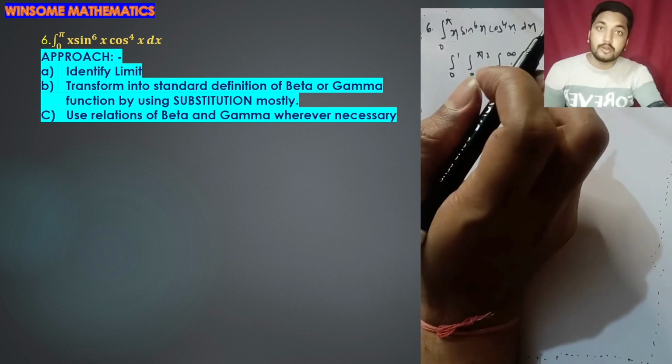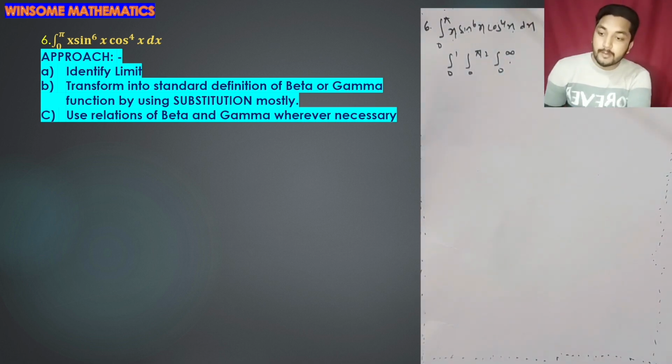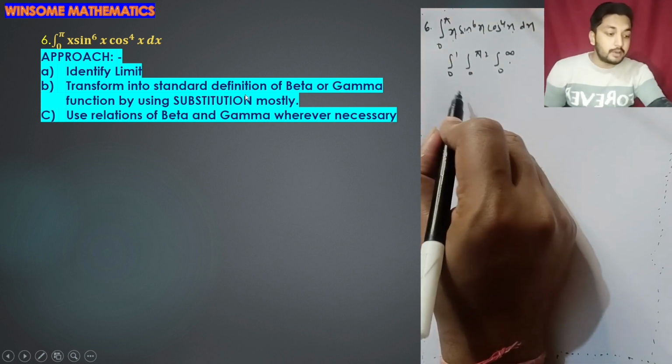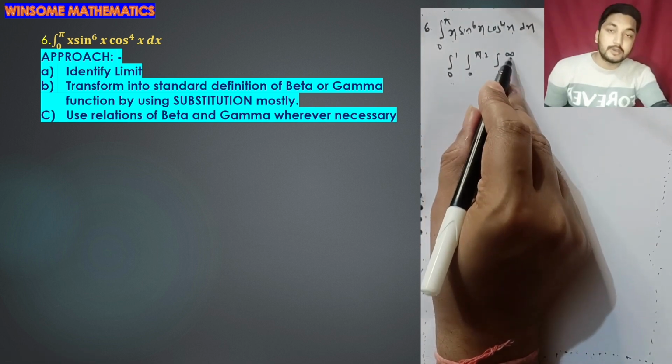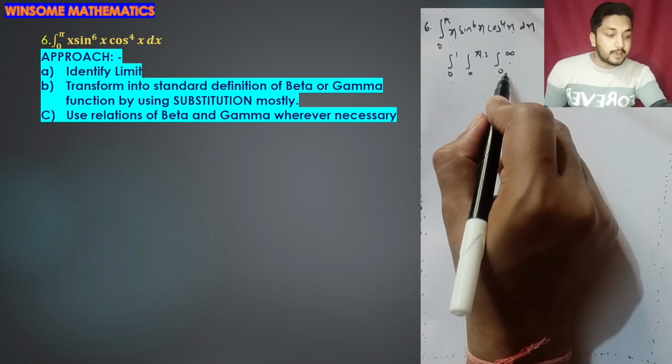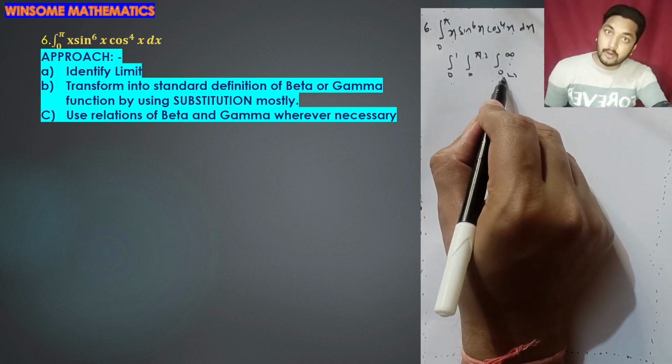And why is this so? You will be thinking. The answer is very simple: we have to transform the integral into the standard definition of beta or gamma. And we know that the beta and gamma definitions are in the form of 0 to 1, or 0 to pi by 2, or 0 to infinity. Gamma takes one of these definitions, and beta takes all of these definitions of integration.